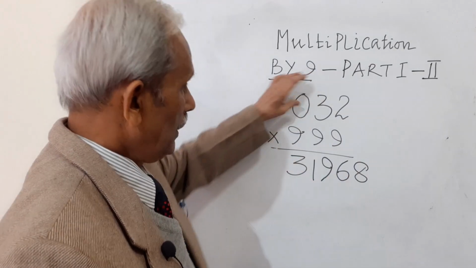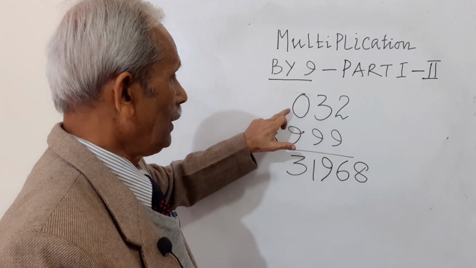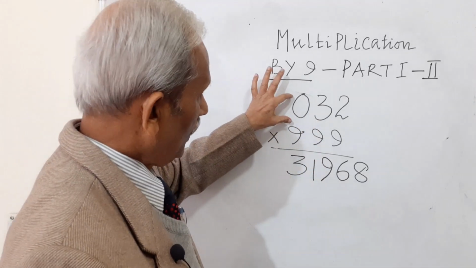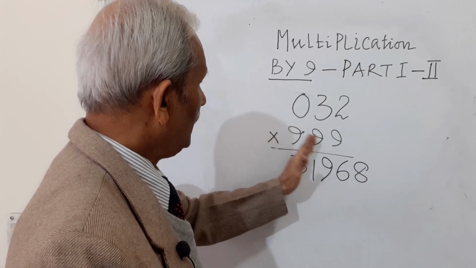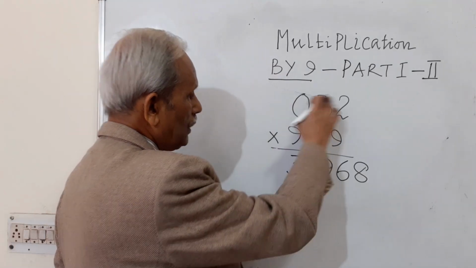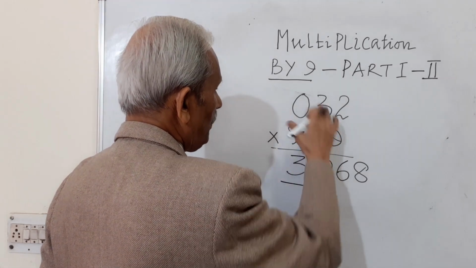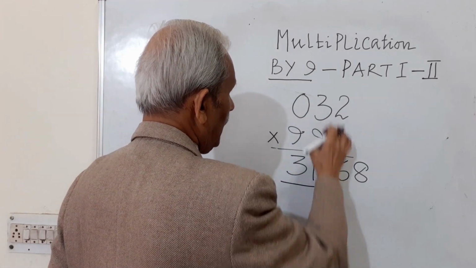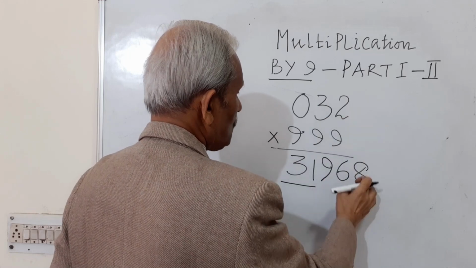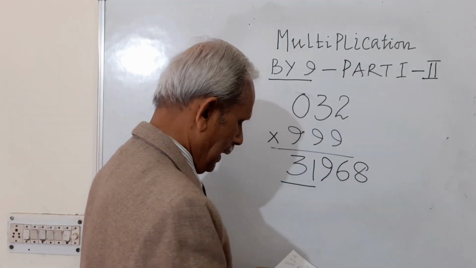If the question is 32 into 999, we are not going to ignore this point that there is a 0 here. So put a 0 here. Now there are 3 digits, make it 3 digits by putting 0 here. So here 32 minus 1 is 31, that is the first part of the answer. Second part is the complement of this. 9 minus 0 is 9, 9 minus 3 is 6 and 10 minus 2 is 8. The number is 31968.